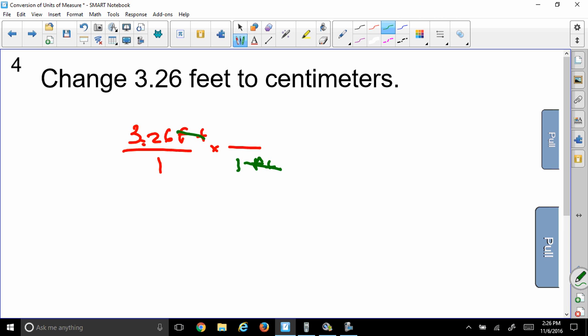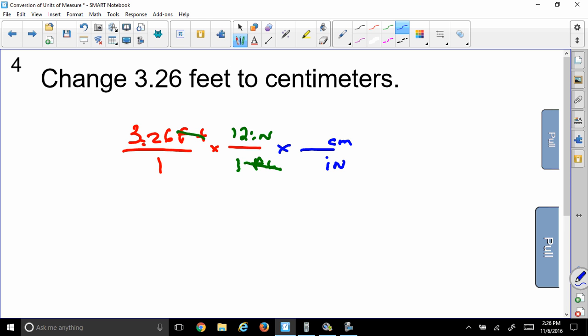So 1 foot would be equal to what? Well, it's not equal to centimeters yet. I know that 1 foot is equal to 12 inches. So far I got inches on top, and my feet have canceled out. So now I got to multiply by something else, because I want to cancel out inches, because I want centimeters up here.